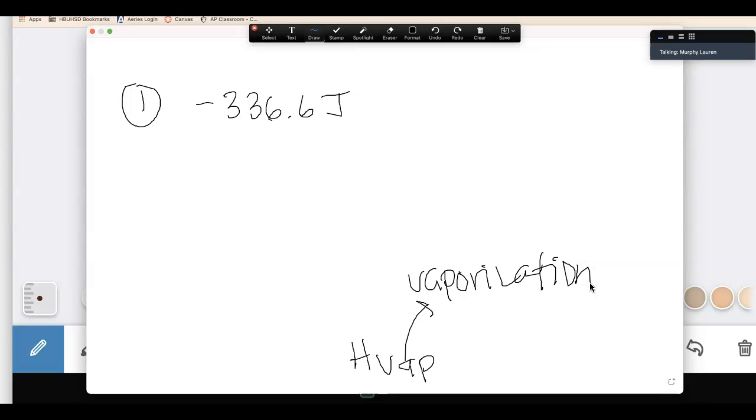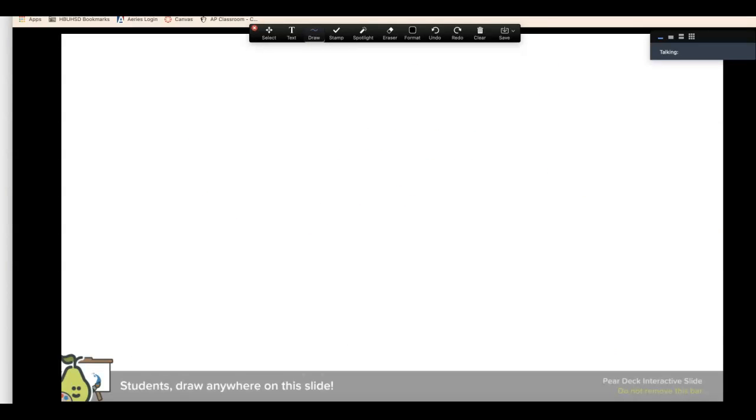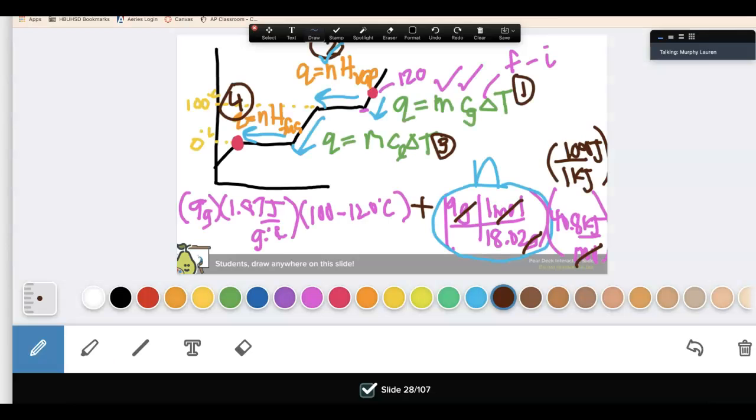Vaporization is very similar to the word evaporate. What's happening when you evaporate? Liquid is going to a gas, right? If you evaporate water, it's liquid water turning into a gas. Are we evaporating right now? So we're going from gas to liquid.